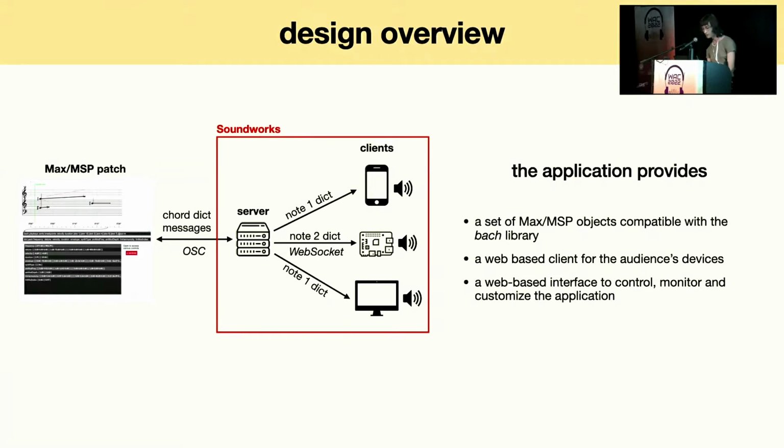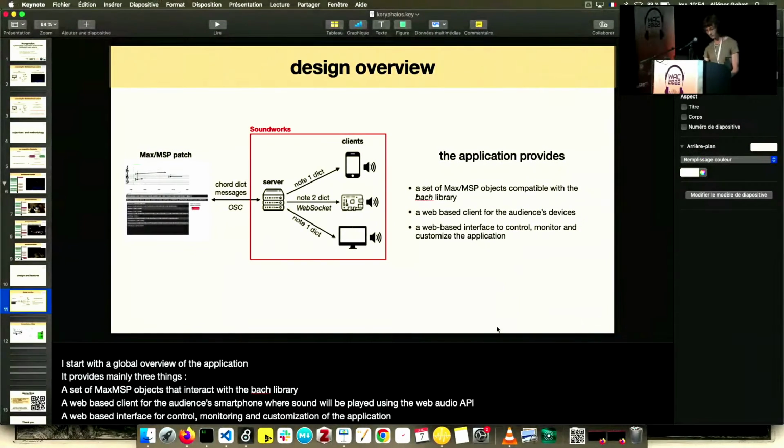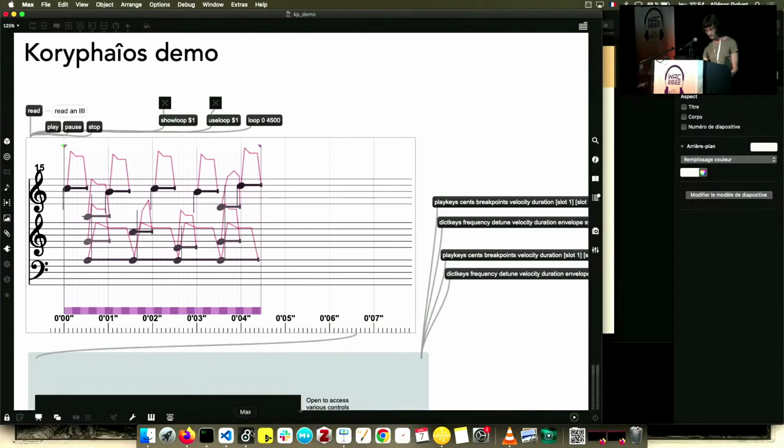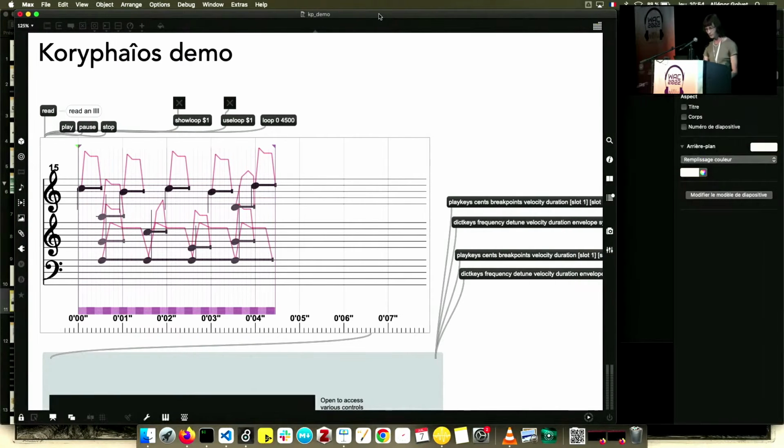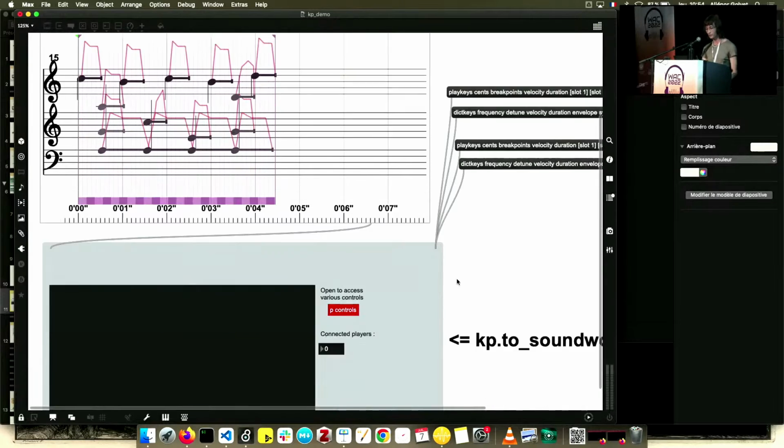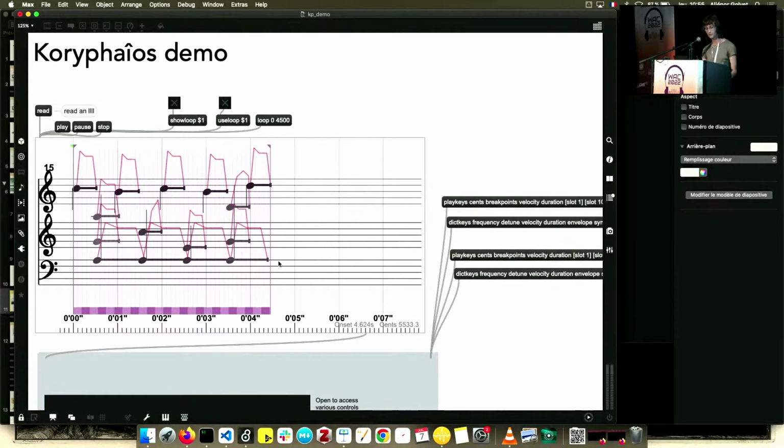So now I'm going to switch to MaxMSP to show you directly how it works. So here's a demo patch I did. You see that there are two main objects. The first one is this one. It's an object from Bach called the bar.roll, and it's sort of an interactive score.